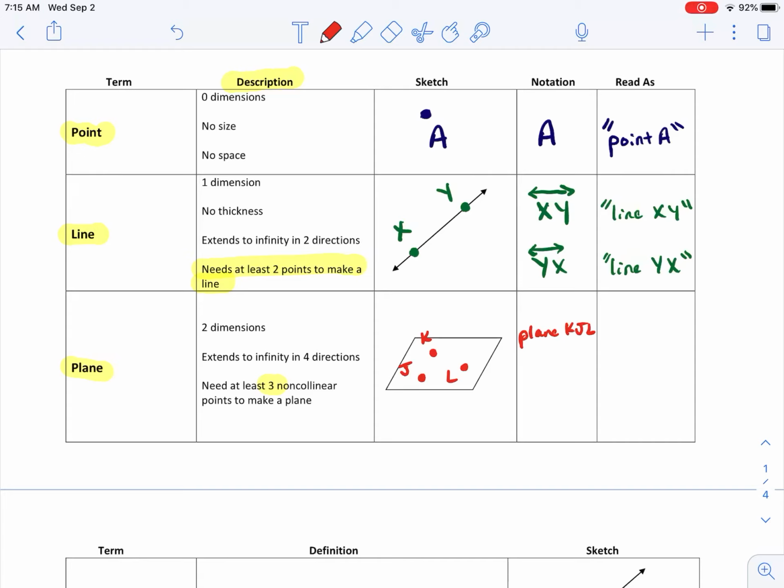I'm not going to write off all the possibilities, because I could order those letters any way I want, those points K, J, L. I could say plane J, K, L. I could say plane L, K, J, etc., etc. And how we'd say that is plane K, J, L, just like you heard me say on these notes.